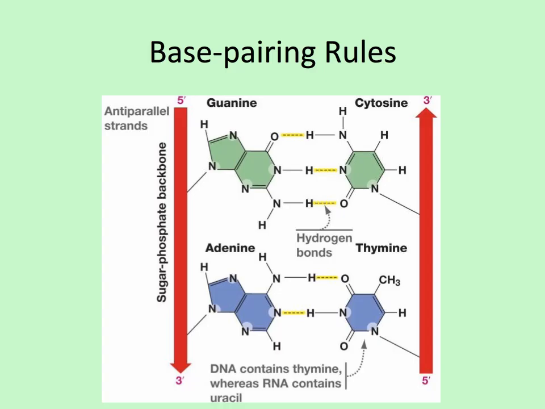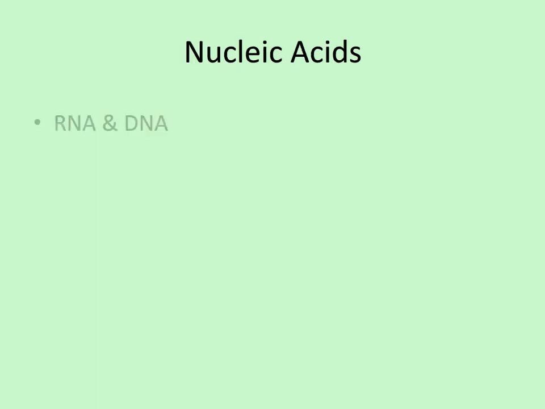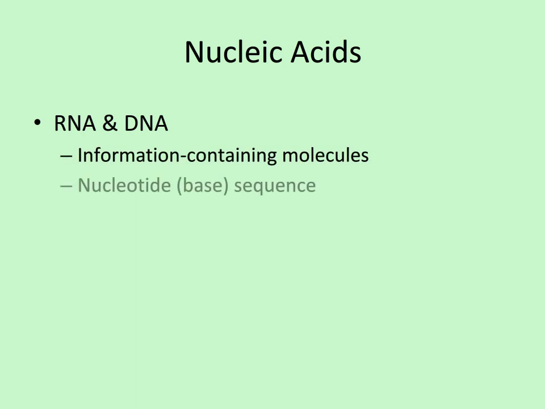The base pairing rules of DNA are very specific. Nucleotides with guanine and cytosine can pair up as they form 3 hydrogen bonds. Nucleotides with adenine and thymine can pair up as they form 2 hydrogen bonds. Both RNA and DNA contain information coded in their nucleotide sequences. We will look at how this information is coded in more detail when we discuss genetics.